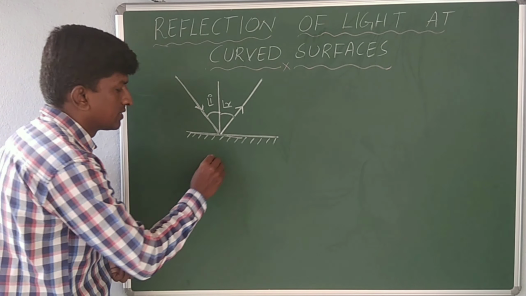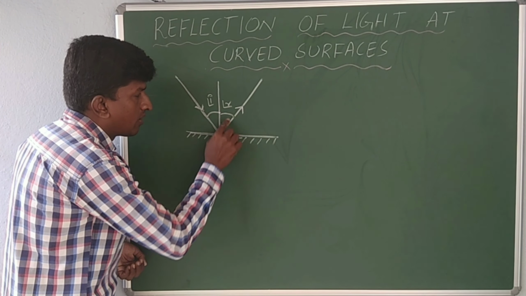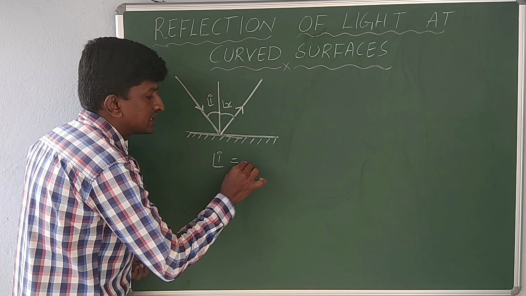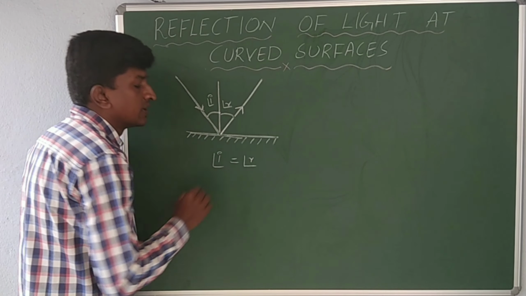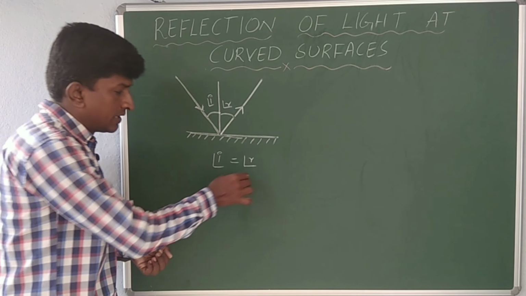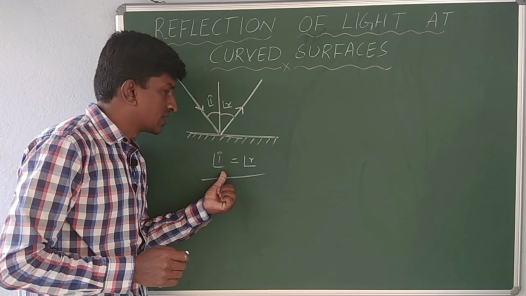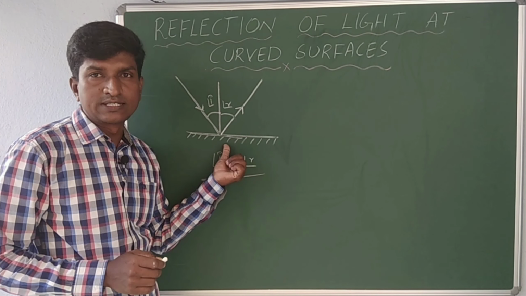So here angle R is said to be the angle of reflection. Angle of incidence is equal to angle of reflection. This is the law for reflection of light on plane surfaces.